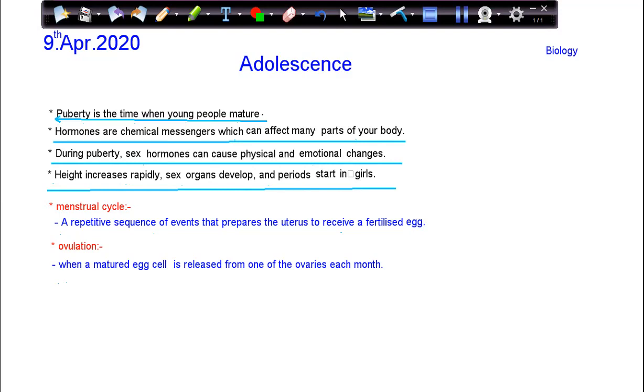What is the menstrual cycle? The menstrual cycle is a repetitive sequence of events that prepares the uterus to receive a fertilized egg. Ovulation is when a matured egg cell is released from one of the ovaries each month. So this was all about the adolescence lesson.